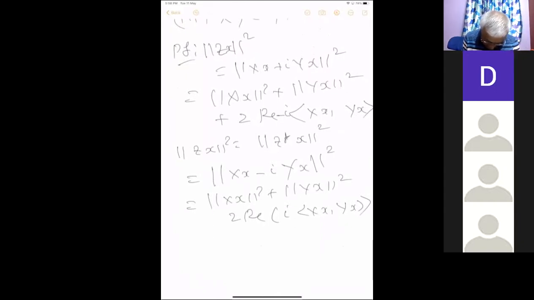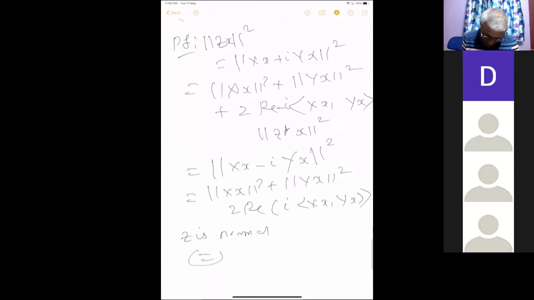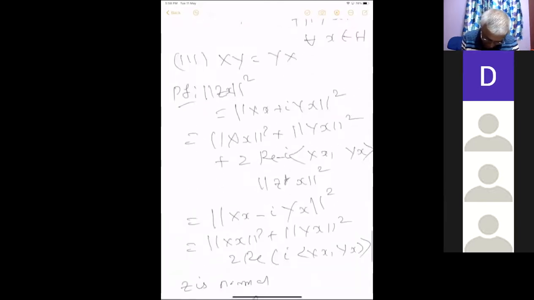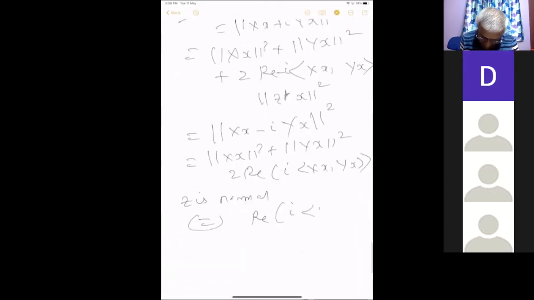So these two things imply that Z is normal. Let me not even write this. I have just made this computation. So Z is normal is equivalent to saying the real part of i times the inner product of Xx and Yx equals 0. So 1 is equivalent to 2. This is an equivalent condition.